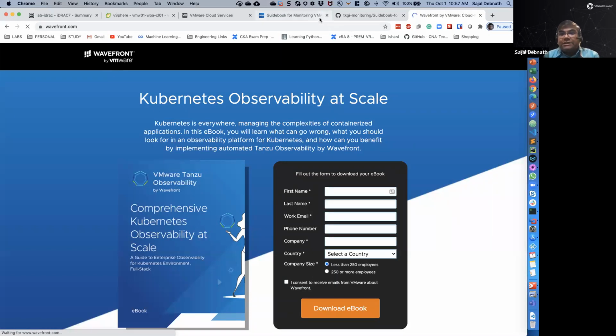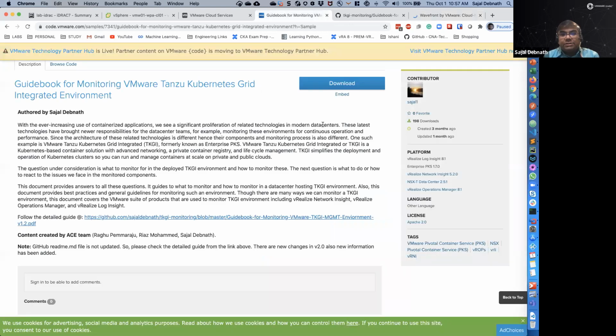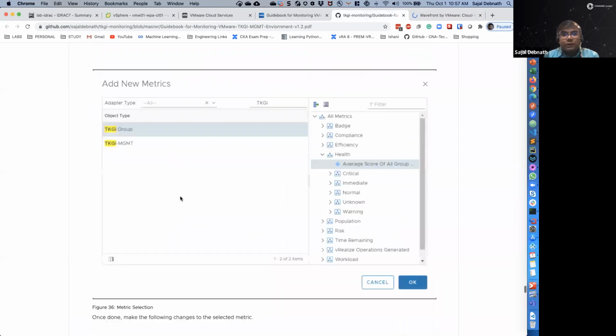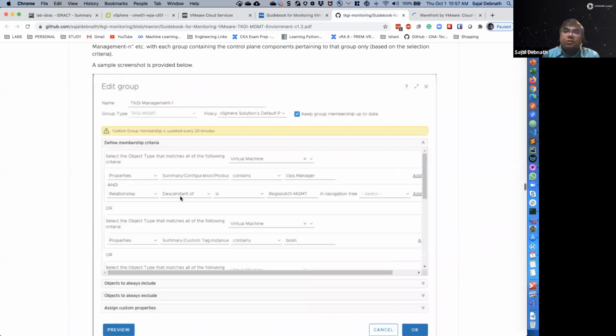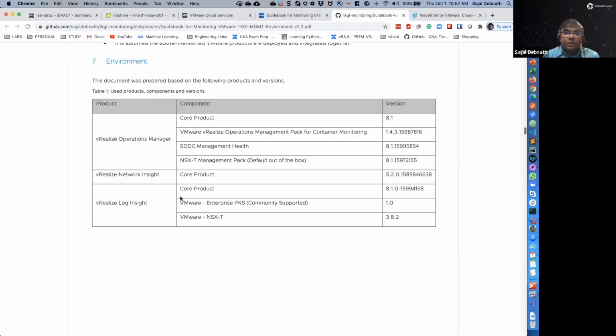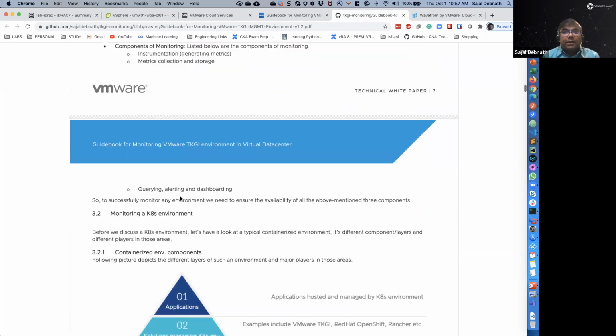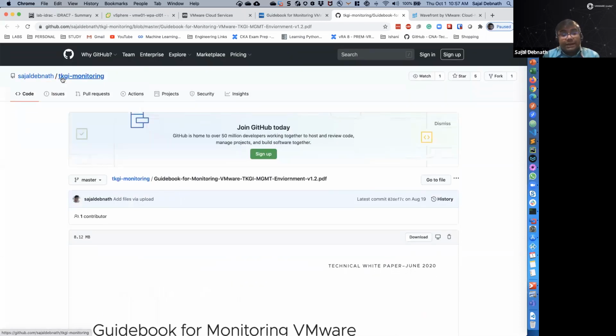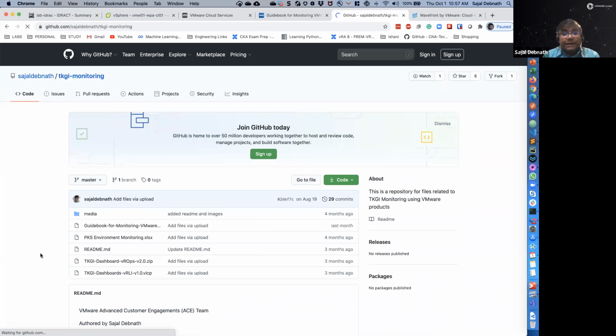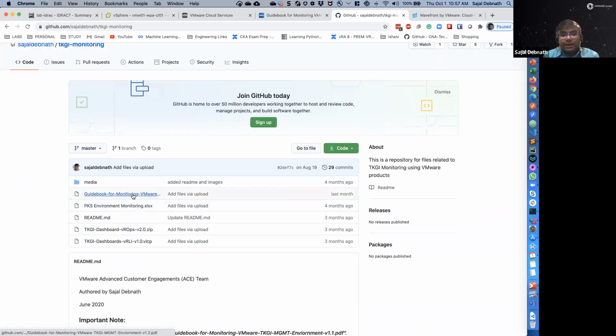So I would suggest, as further reading, go through this document, which not only gives you the guidebook, but also gives you the packages that are needed to build those custom dashboards. And then finally, the guidebooks that are on the web front site. This is a GitHub page where you get those guidebooks, and there are two zip files that would give you out of the box dashboards for VRLI and VROps.